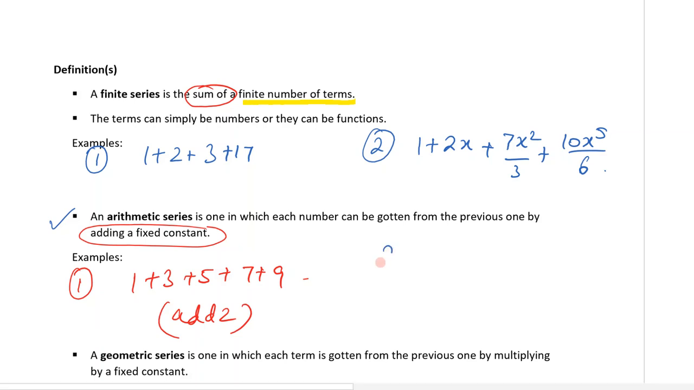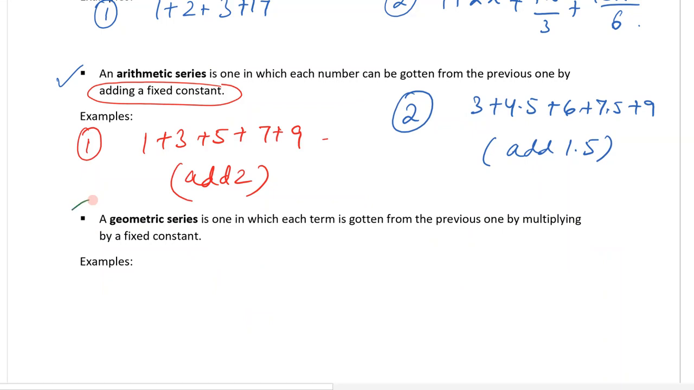Or we can have another example like 3 plus 4.5 plus 6 plus 7.5 plus 9 and so on. Here we notice that we get each subsequent term by adding 1.5 to the previous term.